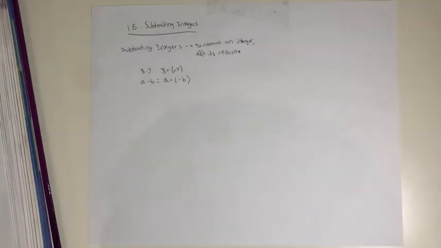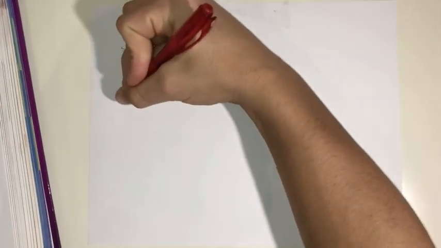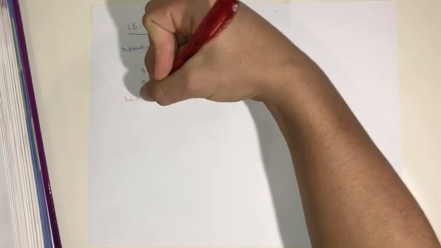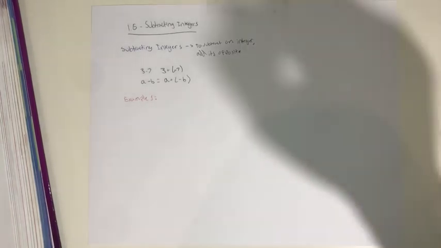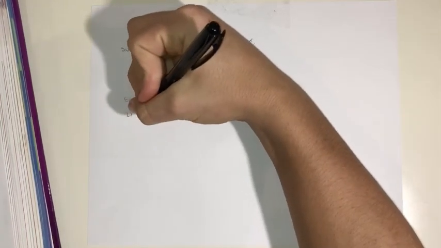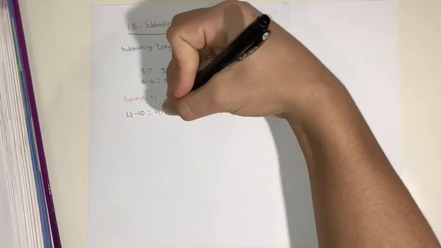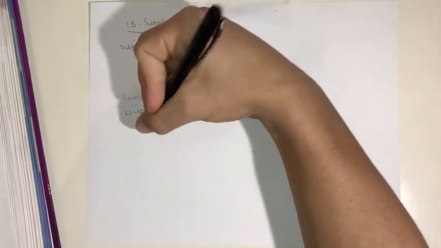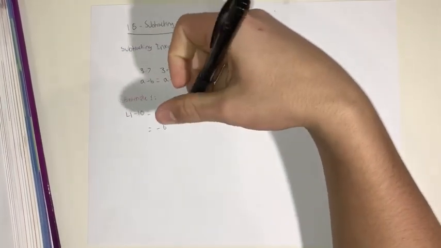Example 1. It's just you applying the subtracting integers, like what they told us about it. They give us 4 minus 10. But then we would do 4 plus 10's opposite, so negative 10. And then this would just equal negative 6. 4 minus 10 is negative 6, and 4 plus negative 10 is negative 6.